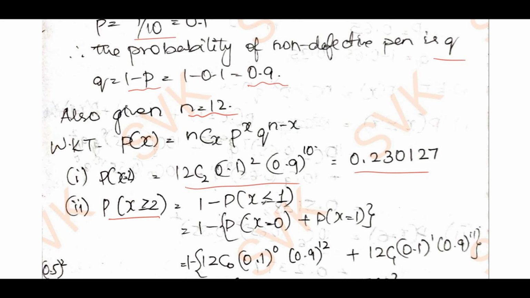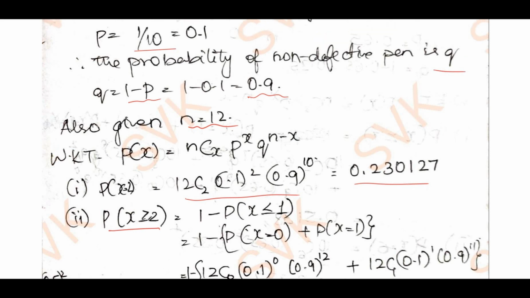Next, going with probability of x greater than or equal to 2, it is given by the formula 1 minus probability of x less than or equal to 1. To solve probability of x greater than or equal to 2, we would need to find from 2 to 12. As 2 is nearest to 0, we can go with 1 minus probability of x less than or equal to 1.